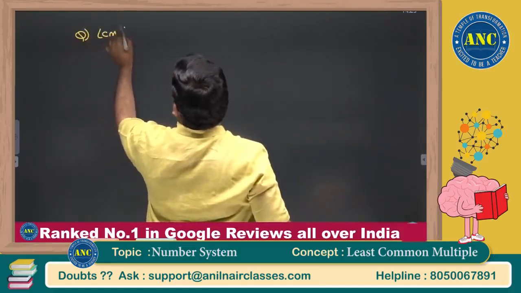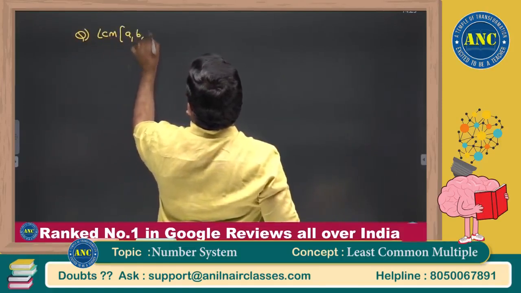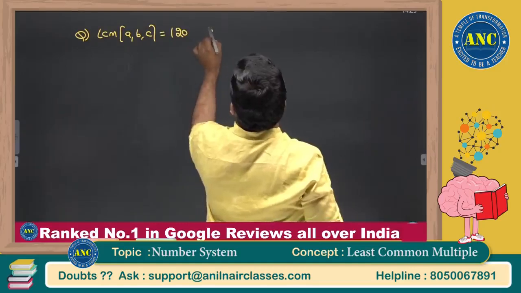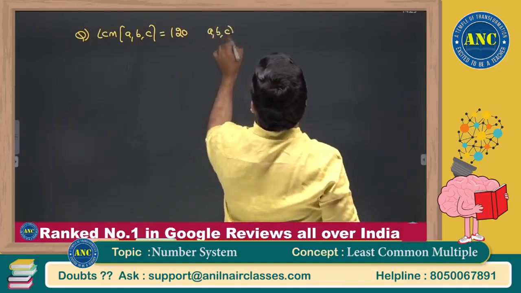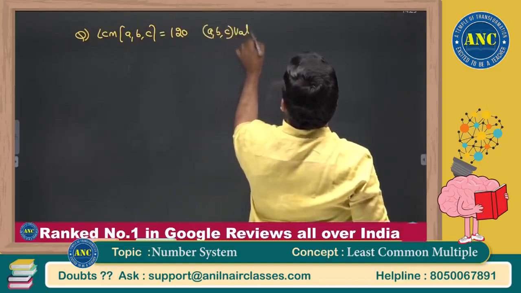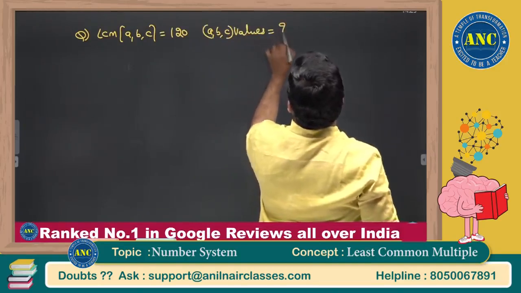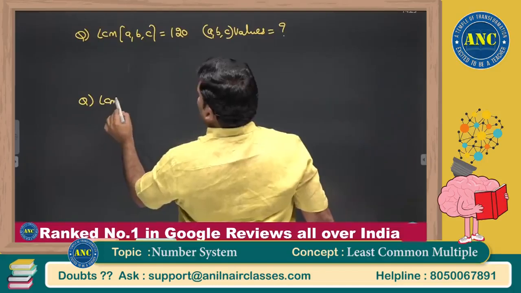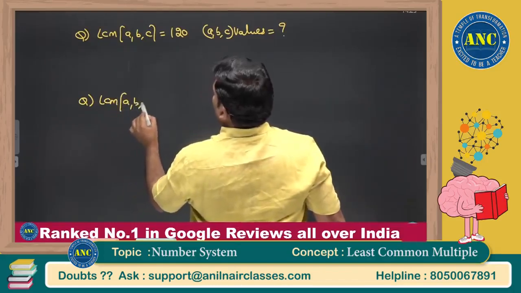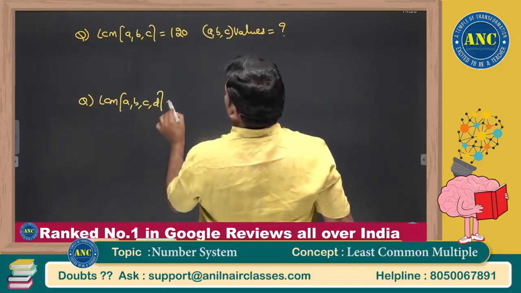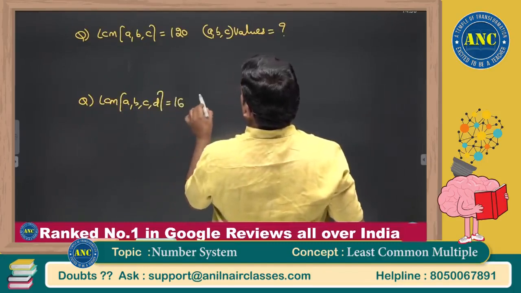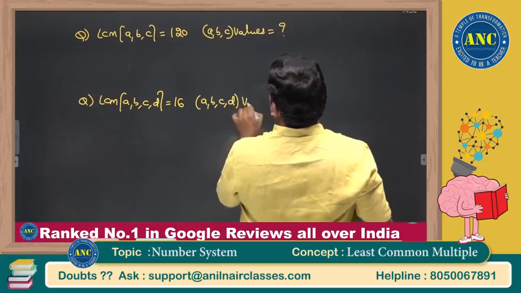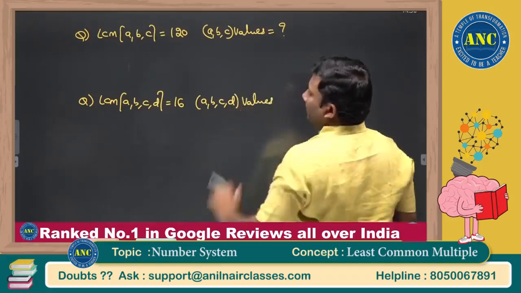LCM of a, b, c is equal to 120. How many values can a, b, c take? Next question. LCM of a, b, c, d is equal to 16. How many values can a, b, c, d take?